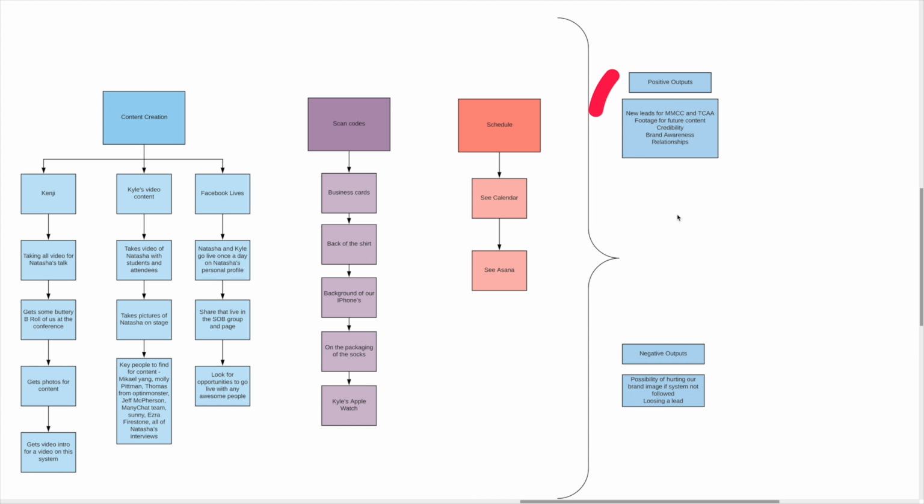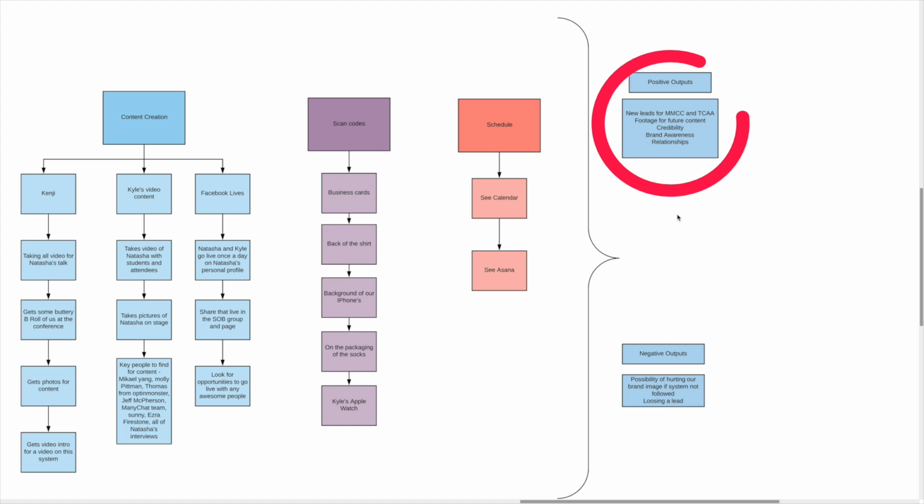So now comes the best part, the positive outputs. What is this system actually shooting out? You've chosen your inputs. You've recognized your imposed inputs. You've taken those, put them through your system. They've gone through the subsystems. They've gone through the processes, and what comes out?